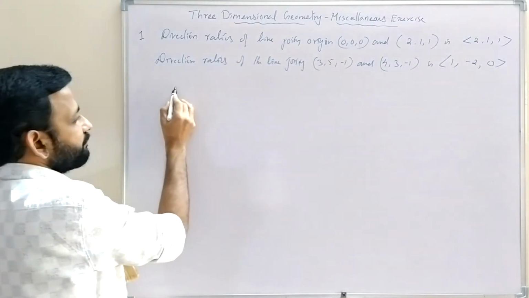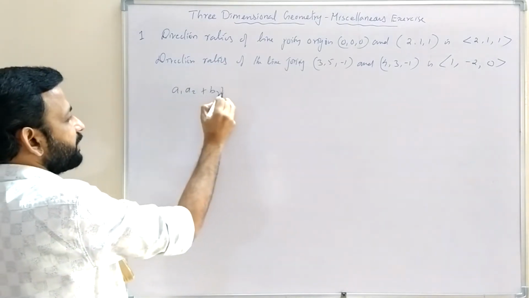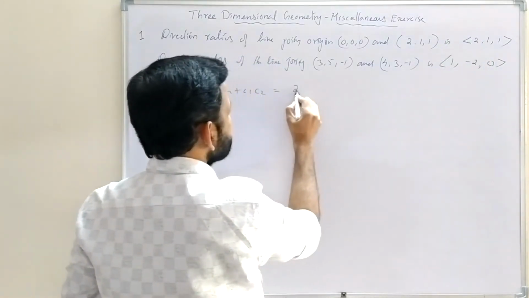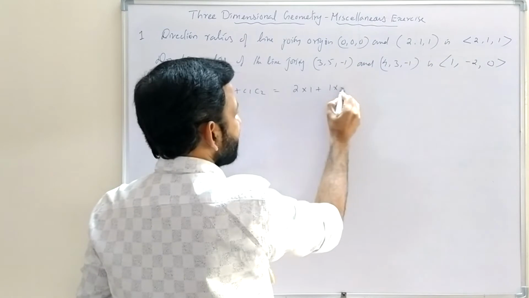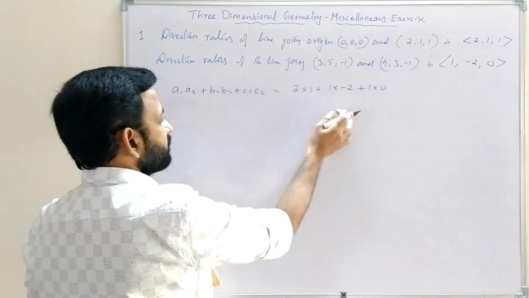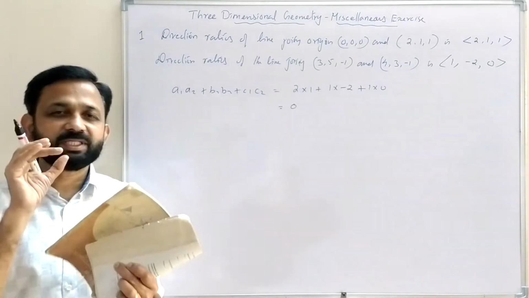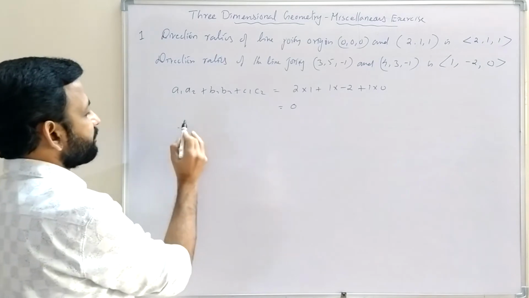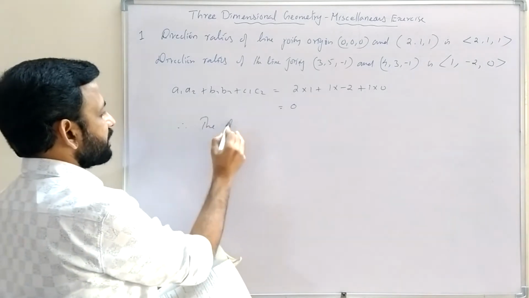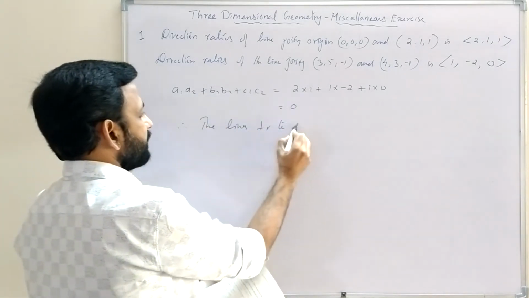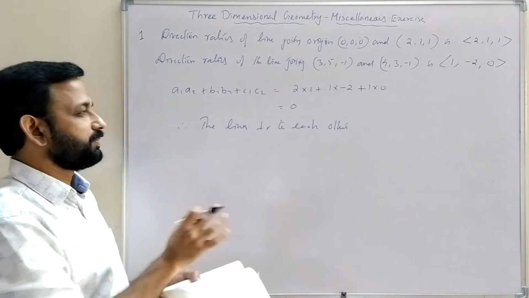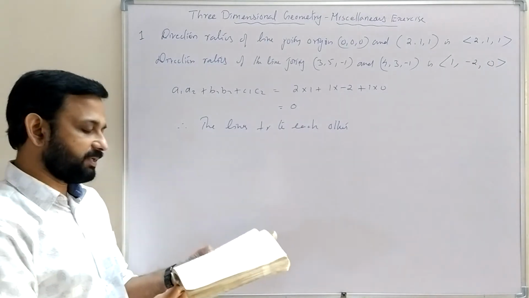Then we will find A1A2 plus B1B2 plus C1C2. That is 2 into 1, plus 1 into minus 2, plus 1 into 0. So 2 minus 2 plus 0 is equal to 0. So here A1A2 plus B1B2 plus C1C2 equal to 0. Therefore we can say these lines are perpendicular to each other, because that condition is satisfied here. So they are perpendicular lines.